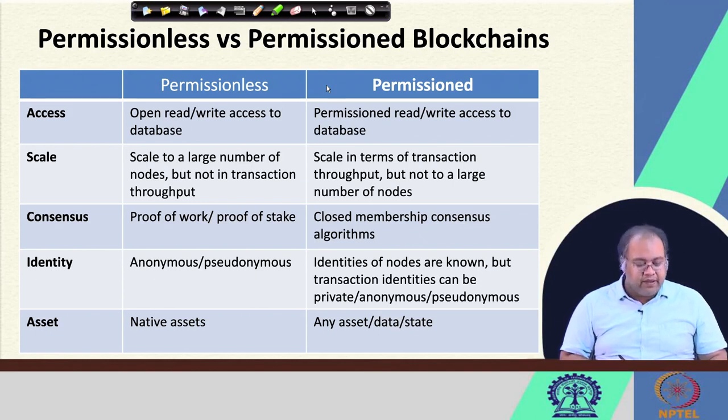of nodes. In terms of consensus, for the permissionless model we use a proof of work or proof of stake kind of consensus model, whereas for a permissioned blockchain it is a closed-membership consensus; typically we use the Byzantine agreement protocols. In terms of identity, the permissionless models assume anonymous or pseudo-anonymous participants, whereas in the permissioned model the identities of nodes are known, but the transaction identities can be private, anonymous or pseudo-anonymous.